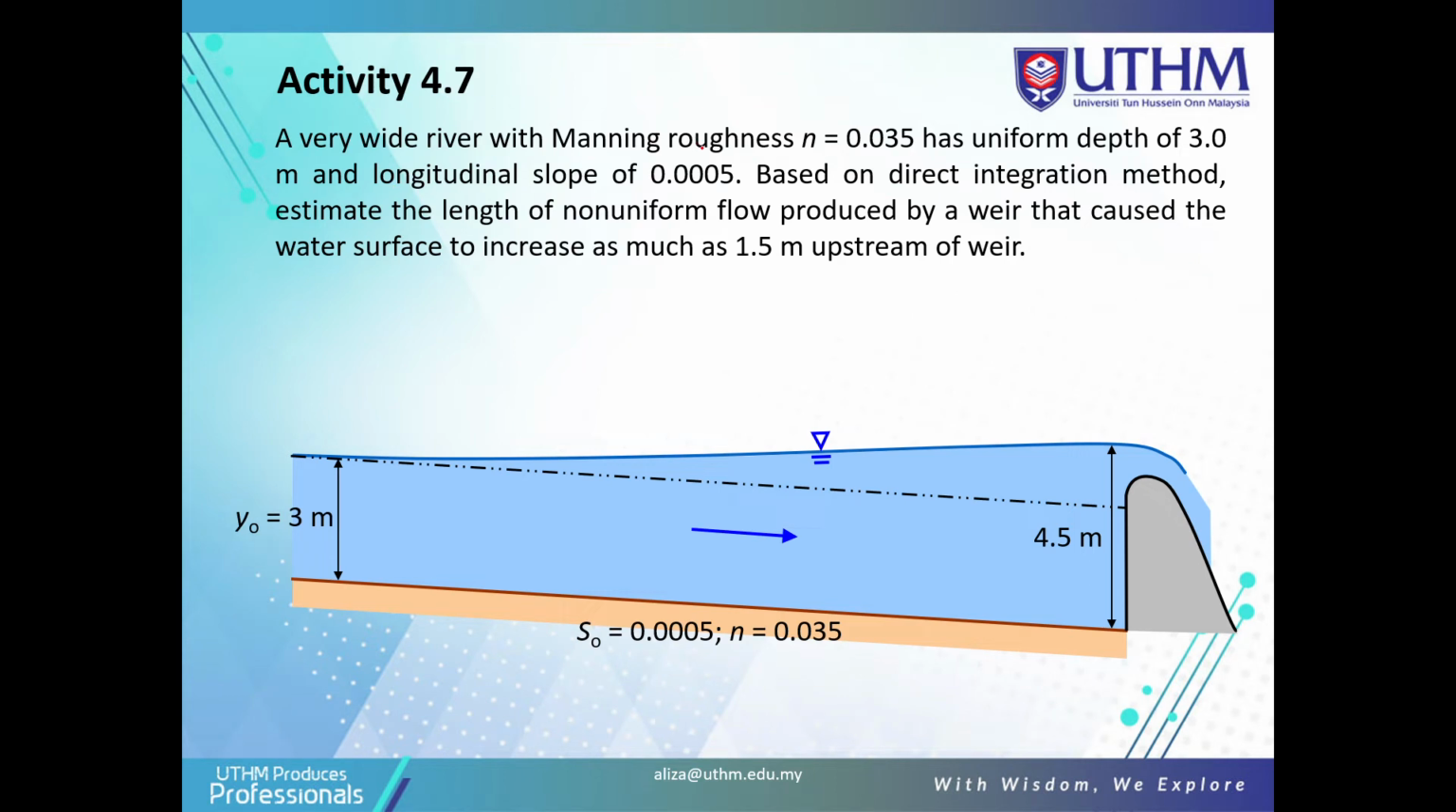So look at activity 4.7, the example here. A very wide river with Manning roughness of 0.035 has a uniform depth of 3 meters and a longitudinal slope of 0.0005. Based on the direct integration method, estimate the length of non-uniform flow produced by a weir that caused the water surface to increase as much as 1.5 meters upstream of the weir. So they give you y naught, 3 meters, S naught, and also 4.5 meters here as the depth at the weir. The water surface rises 1.5 meters at the upstream, so from 3 meters we get 4.5 meters.